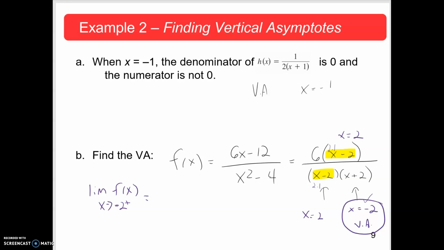So we don't have to worry about these two guys. They're going to cancel out. We have a positive here. So all I have to do is figure out what happens as I approach negative 2 from the right.